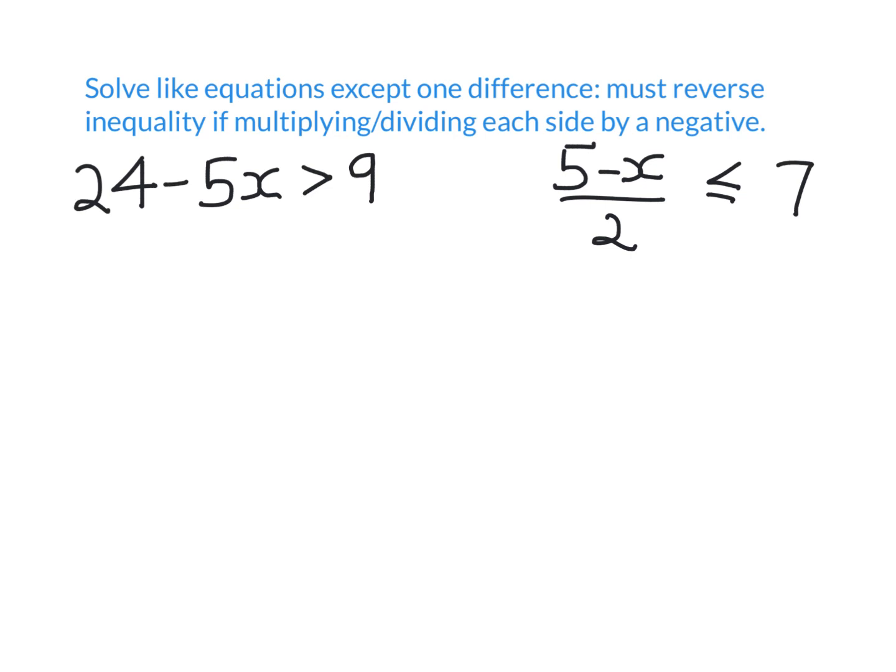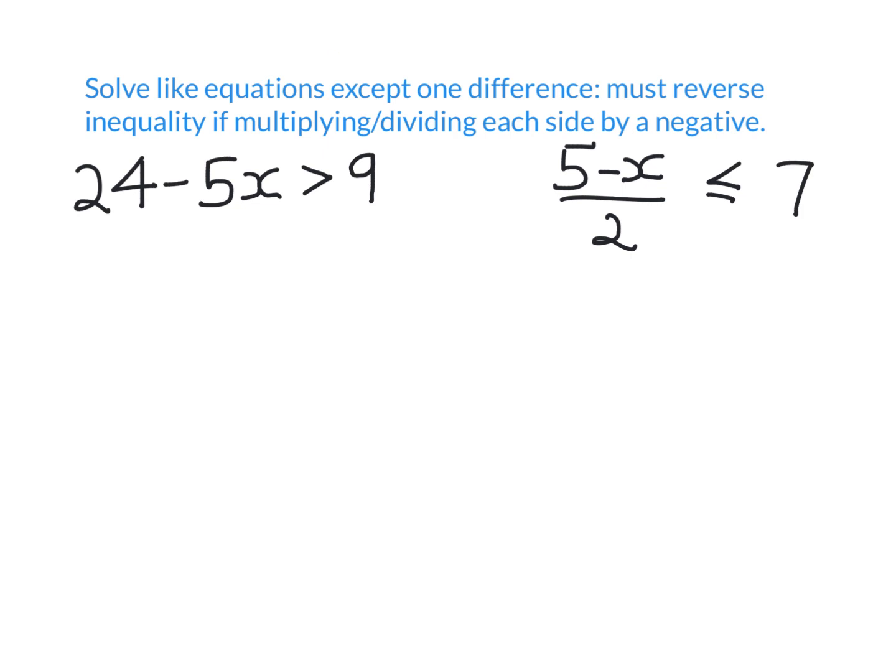It turns out there's just one small exception to that, and that is if you are multiplying or dividing each side of the inequality by a negative number, you must reverse the inequality. You only reverse the inequality when you're multiplying or dividing each side by a negative. So why is that? Well, when you multiply or divide something by a negative, you change its sign, and it turns out that changes the inequality.